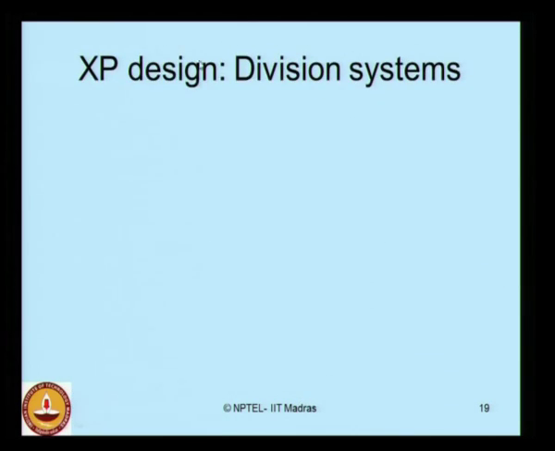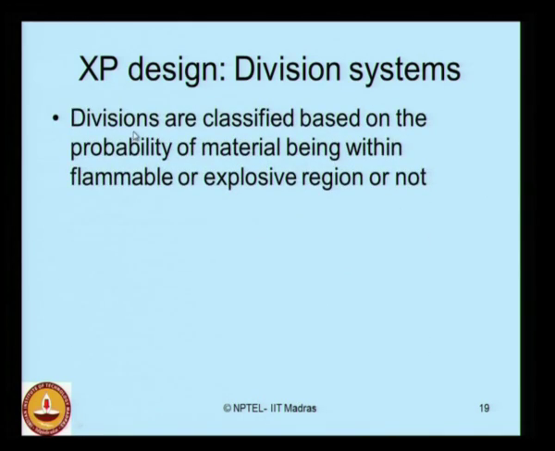Explosion proof design can also be classified based on the division systems. Divisions are actually classified on the basis of the probability of the material being within the flammable or explosive region or not. If you have a flammable material, depending upon the probability of that material being stored within the flammable or explosive region, you can classify the explosion proof design into division systems as below.